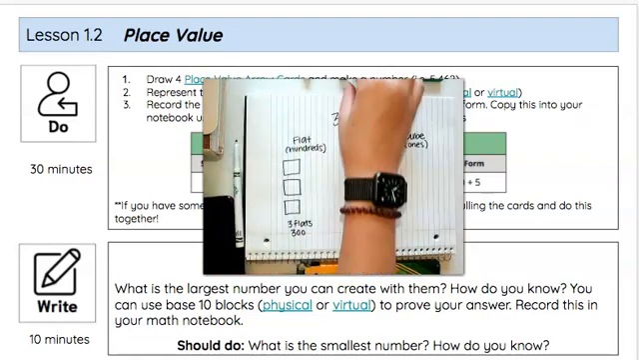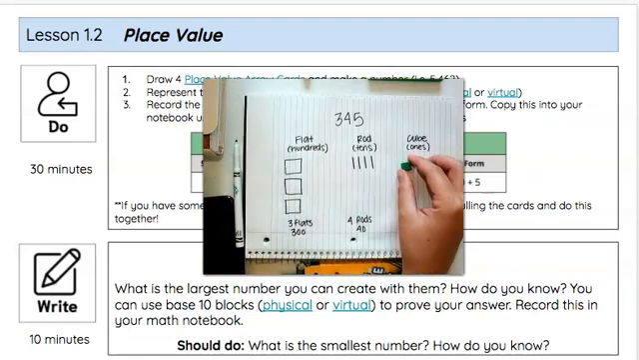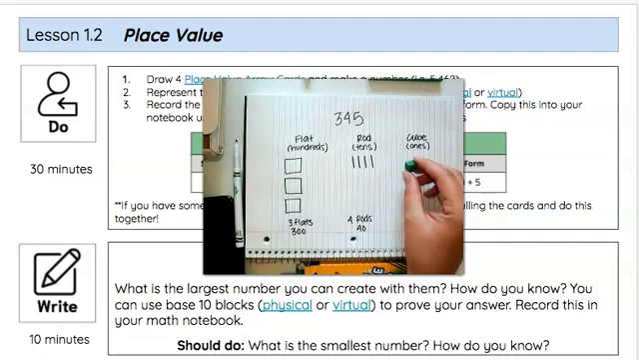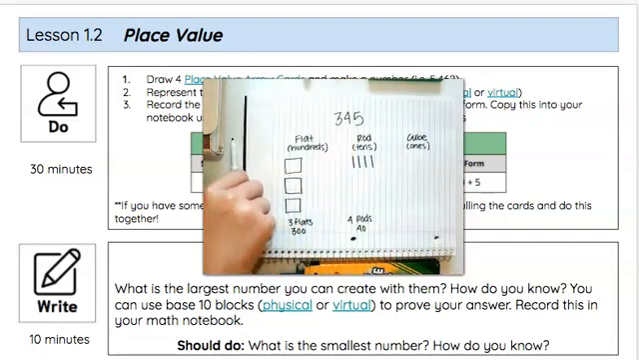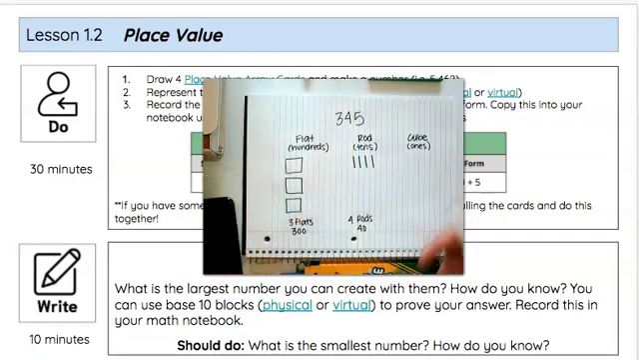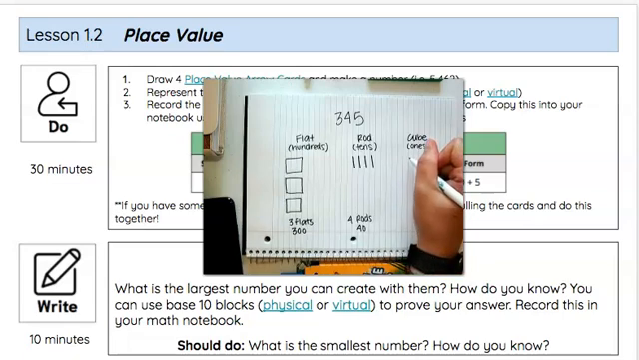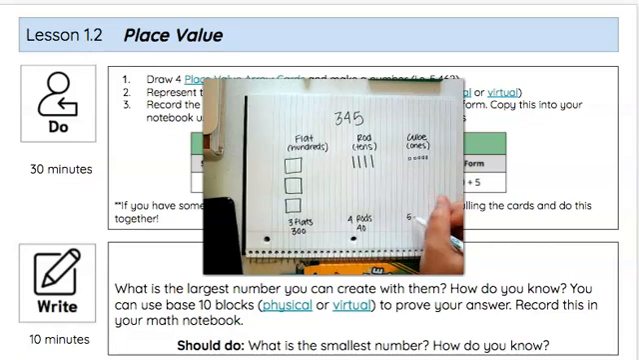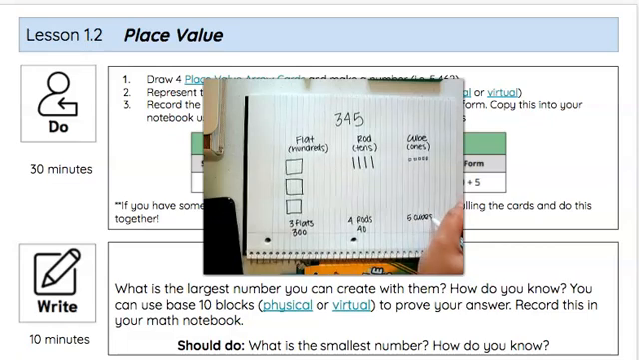And then finally, I have my little cubes. If you do not have these and you need to draw them, it could look something like this, where you just do 1, 2, 3, 4, 5. So I have 5 cubes, which just gives me 5.